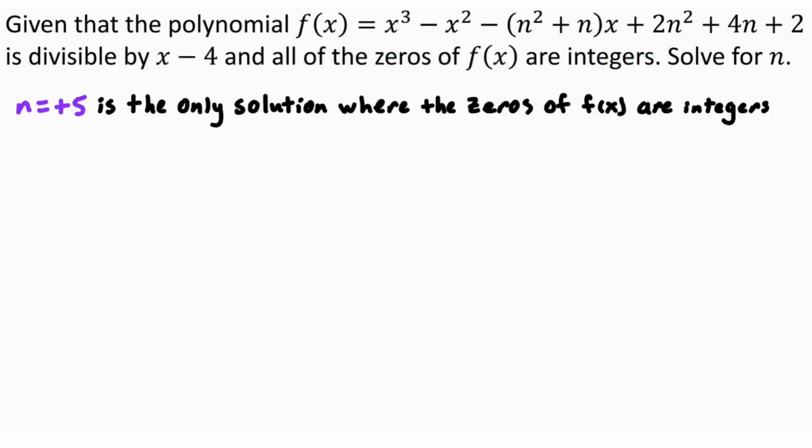Therefore, n equals positive 5 is the only solution where the zeros of f of x are integers.